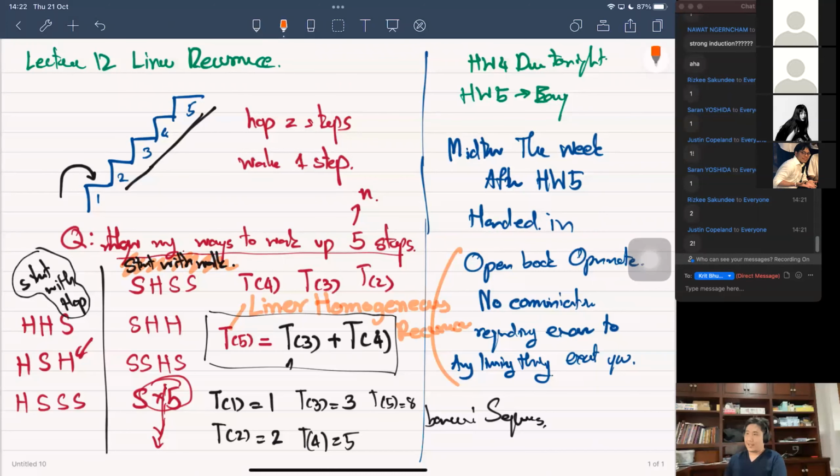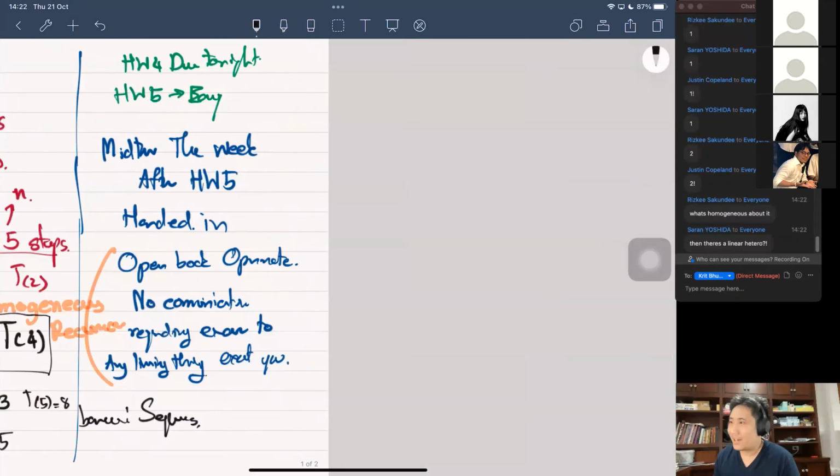Okay. Linear homogeneous recurrence. You don't really care about the name, right? In this class, the name is like the least important thing. What is homogeneous and what is linear? Okay, good. I'll explain that. So let me write it in a more general form.